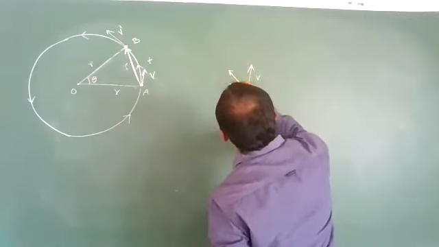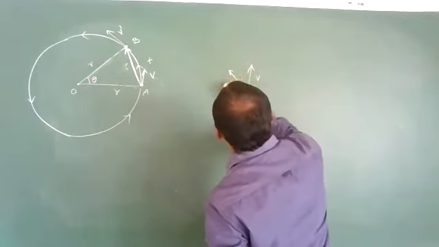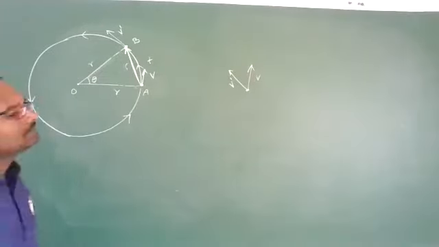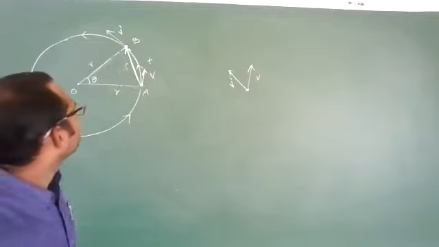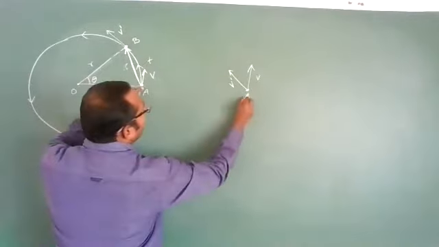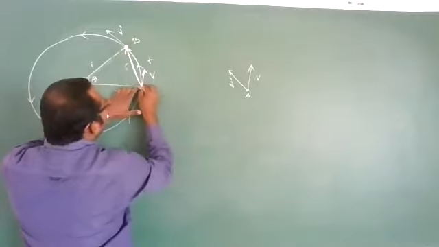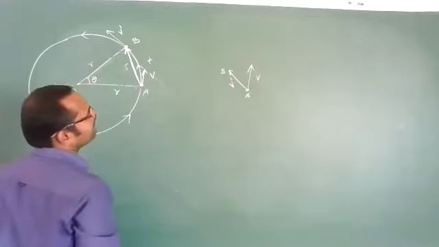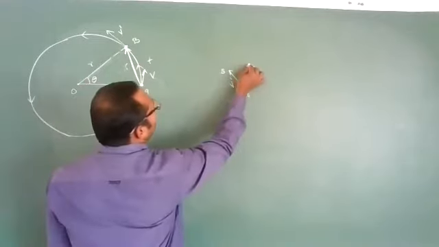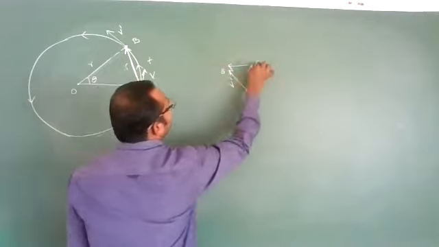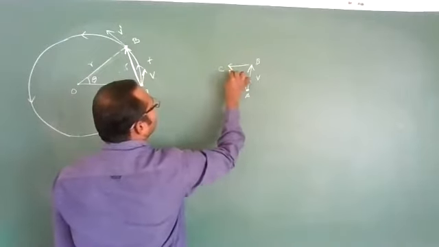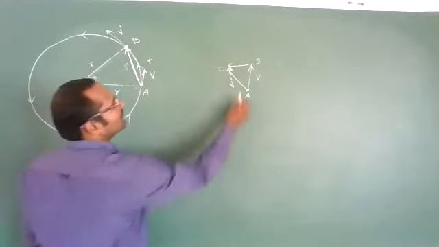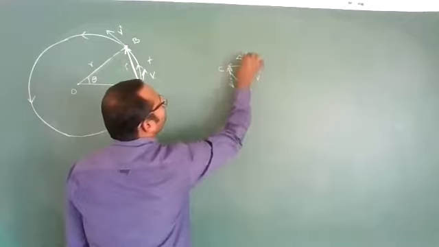This direction has not changed. V dash, V dash, but the direction has not changed. Are you understanding? Clear? Now this is A, this is B, and you join this one. This will be C. Now C to B I am calling delta V, the change in velocity.